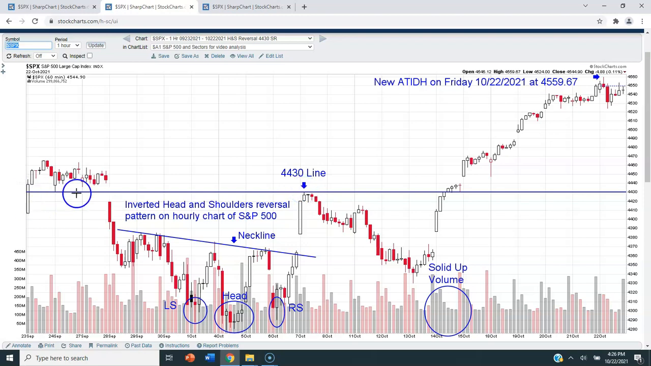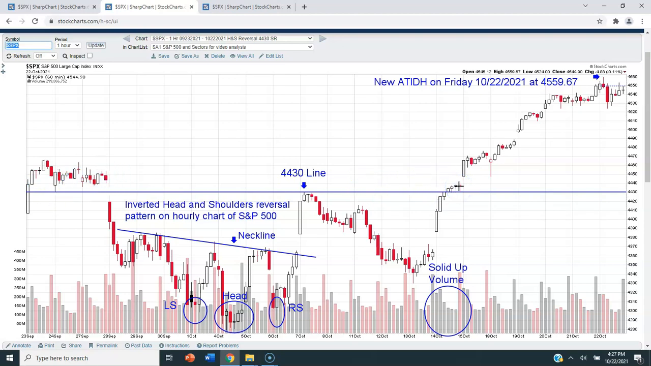This 4430 line for months has been an extremely important support and resistance level. We got right up to the 4430 level on October 7th, and then got rejected for a few days. This allowed us to build up some energy. Then finally, last Thursday, a week ago, on October 14th, you can see really nice volume to the upside, and that shot us up, and we had our first hourly close above 4430 since clear back on September 27th.